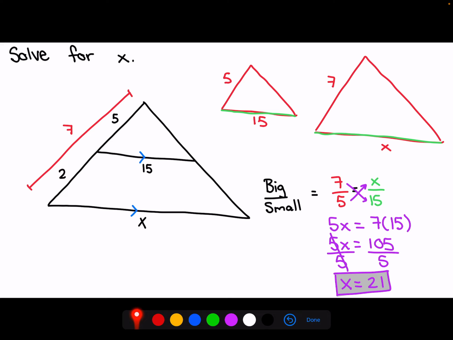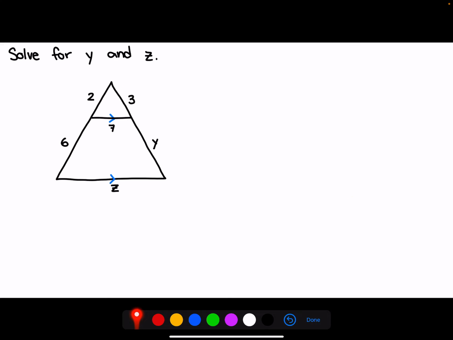All right, let's go ahead and continue. This time we're actually going to try out the side splitter theorem here. So looking at this, a big key for the side splitter theorem is that if you have numbers on both sides of your triangle and you see those parallel lines, very important that those are parallel, we can go ahead and do this problem by creating our proportion and splitting our sides.